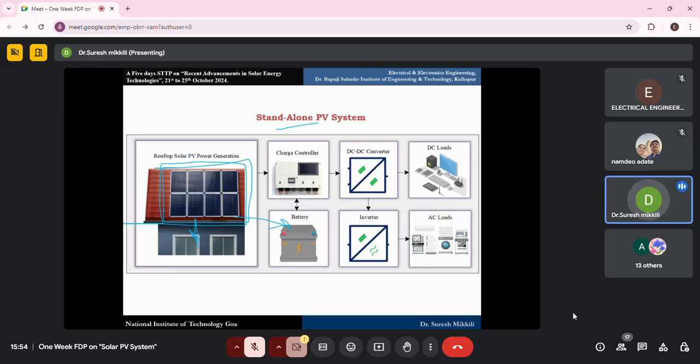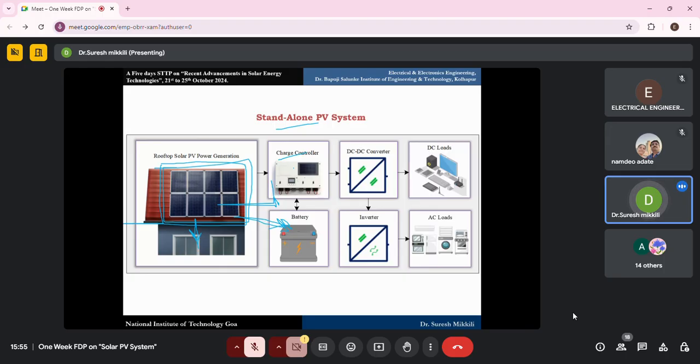Some amount of power we are utilizing for household purposes. Some amount of power will be utilized for charging your batteries. After that, what will we do? Here the charge controller will regulate how much power is available and how much needs to be dumped. So everything will be controlled by the charge controller.